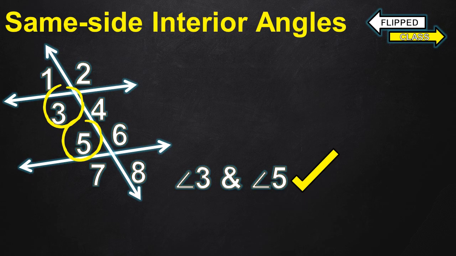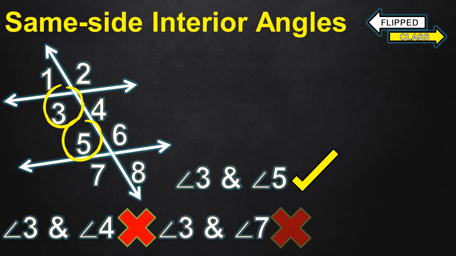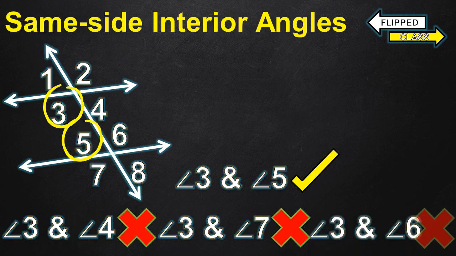With this, I want you to define what are same side interior angles. Additional information: angle 3 and angle 4 are not, angle 3 and angle 7 are not, and angle 3 and angle 6 are not. Define same side interior angles, please.